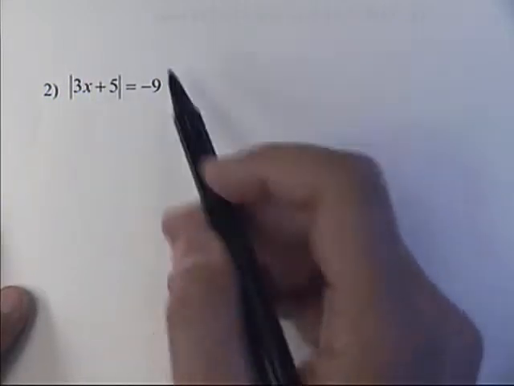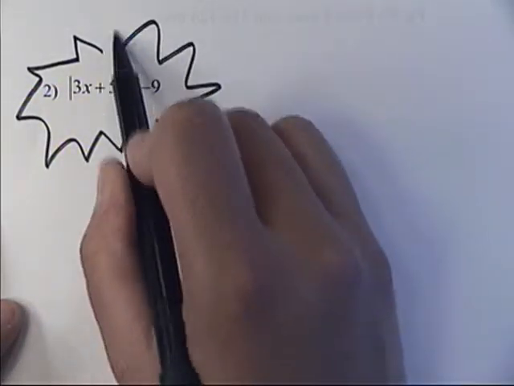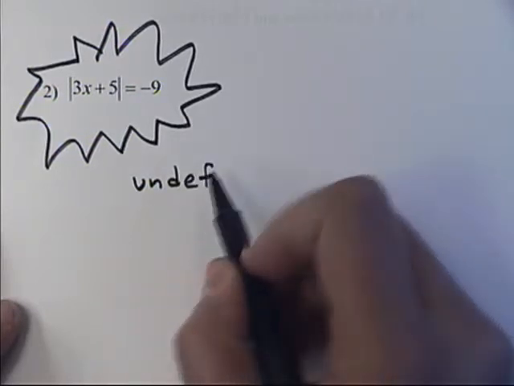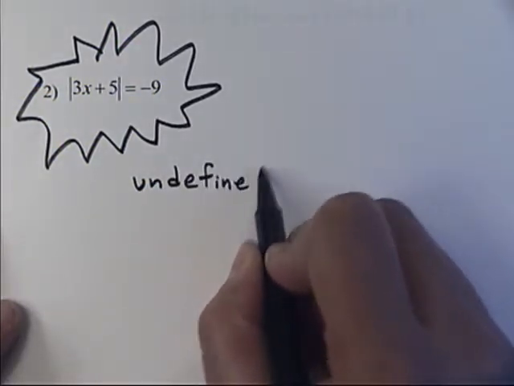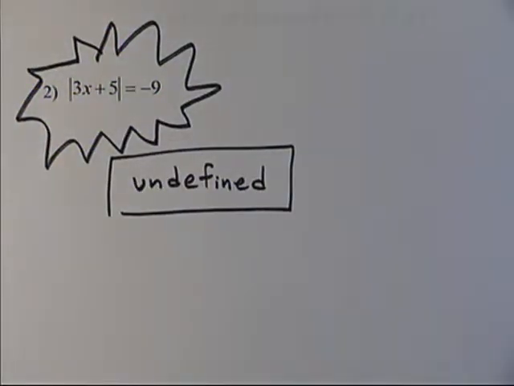So whenever you see this, look out for this. This is a tricky type of question. If you ever see this, you simply have to recognize it right away and say, aha, that is undefined. It doesn't exist. There's no way that could be true. An absolute value cannot equal a negative.